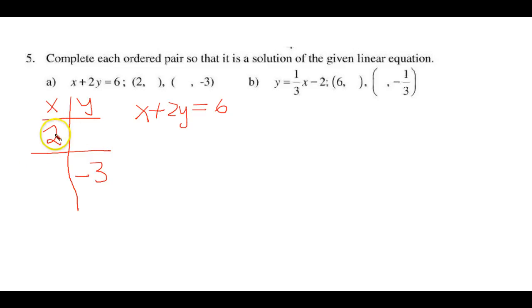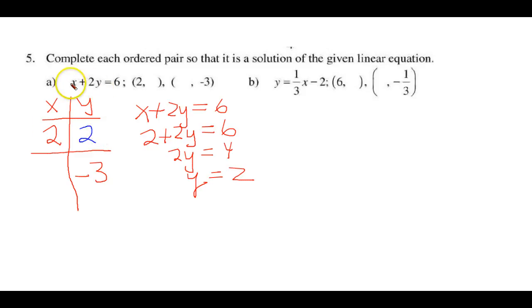So we substitute the 2 where the x is, and we get 2 plus 2y equals 6. Now solve for the y. Transpose that, we get 2y equals 4, y equals 2. So our answer here is a 2. And we can check it. If x is 2, y is 2, 2 plus 2 times 2 is 6. Yeah, this works. So this is correct.